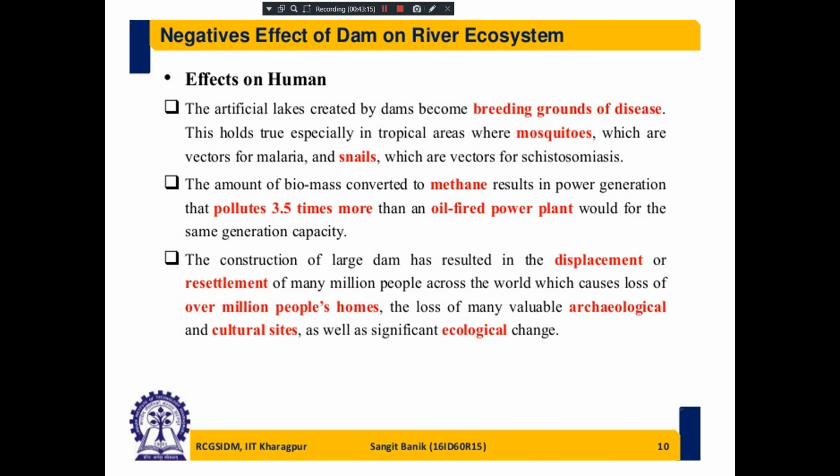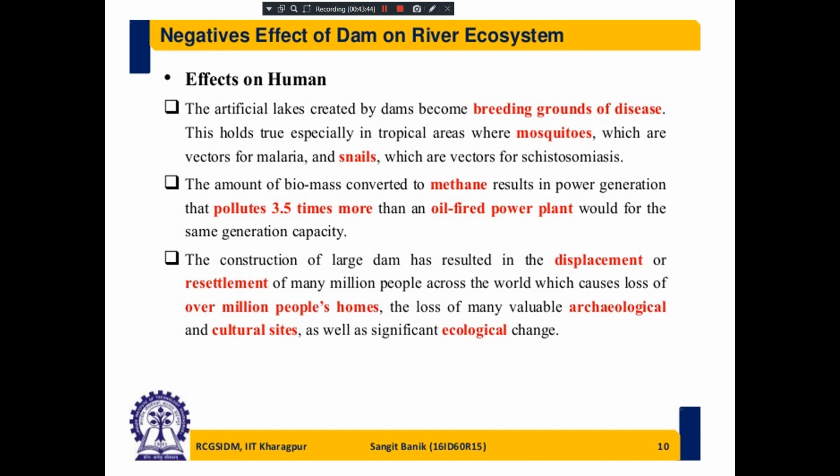We can say that methane is the most dangerous gas. Then construction of large dams has resulted in the displacement and resettlement of many million people across the world. Probably you may know, when the Kali Super Dam was constructed, a lot of people were evacuated and settled somewhere near Ramanugudi and all those places. Resettlement and displacement.